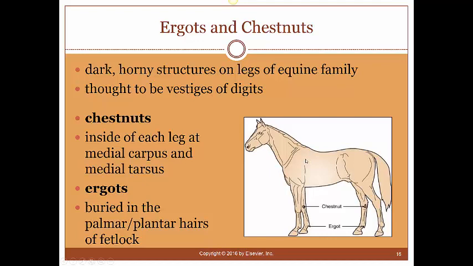Ergots and chestnuts, these are on horses, so this is a dark horny structure. It's actually a remnant from where they had 3 toes at one time, so these would eventually have been toes millions of years ago in their evolutionary development. Chestnuts are always going to be on the medial carpus and medial tarsal areas. That's where we're going to find those. And ergots are going to be in the palmar and plantar hairs at the back of the fetlocks.